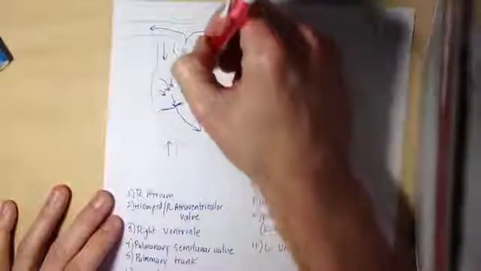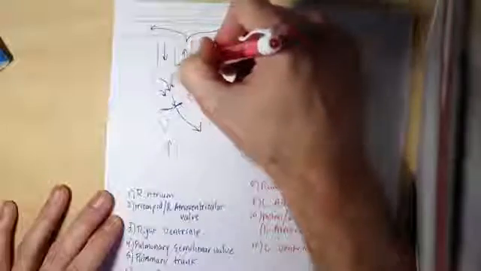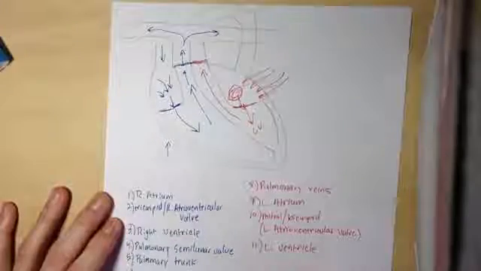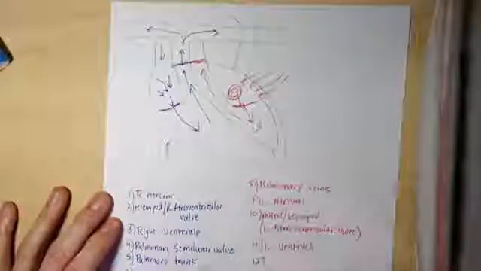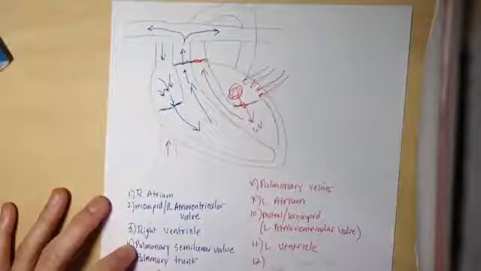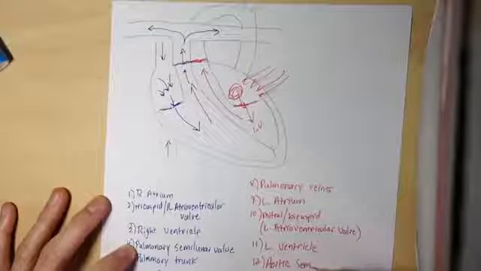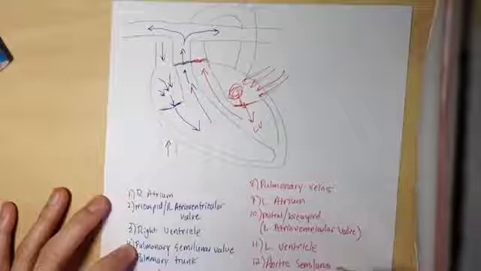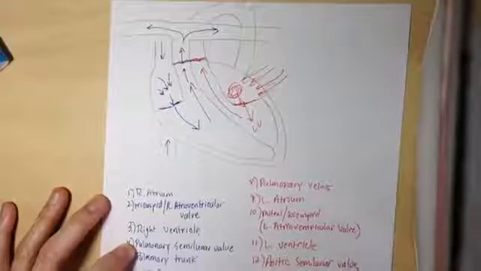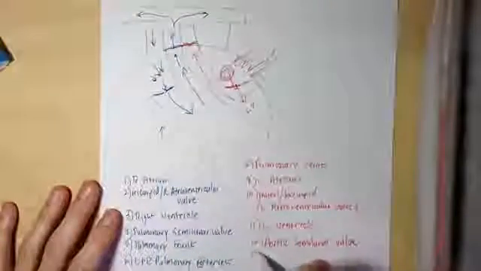Once the heart contracts, it pushes the blood out of the left ventricle, and of course it's got to go through another valve. This valve is very similar to the pulmonary semilunar valve, except this is called the aortic semilunar valve. Again, semilunar just meaning the shape, and aortic because it's going into the aorta.